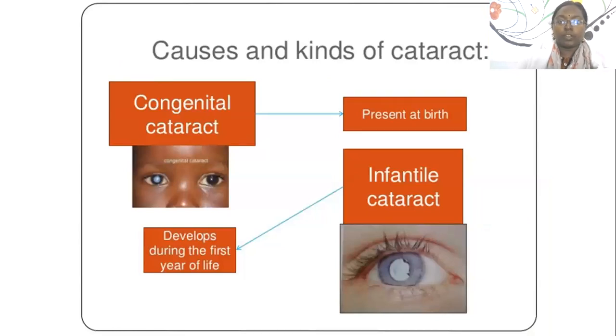Causes and types of cataract. Congenital cataract is present at birth. Infantile cataract develops during the first year of life. In congenital cataract, intraocular infections like toxoplasmosis, CMV infection, rubella, and herpes infection of the mother in the first trimester can lead to congenital cataract.